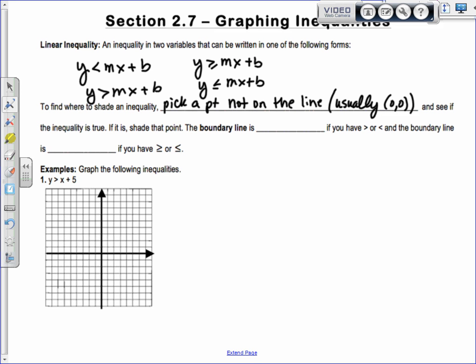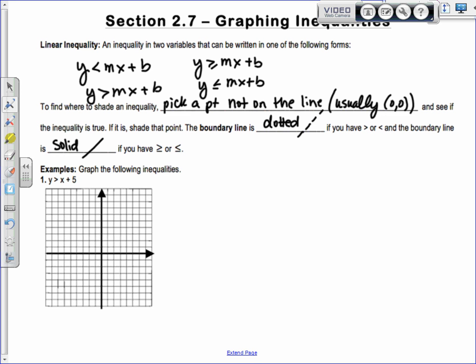The boundary line is dotted, and when I say dotted, that's like this. The boundary line is solid, so filled in, if you have greater than or equal to, or less than or equal to. It's dotted if you just have greater than or less than, with no equal sign, because the equal sign would be the actual line. So it's pretty easy to do these.